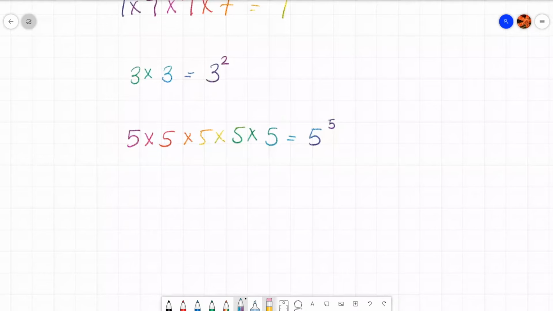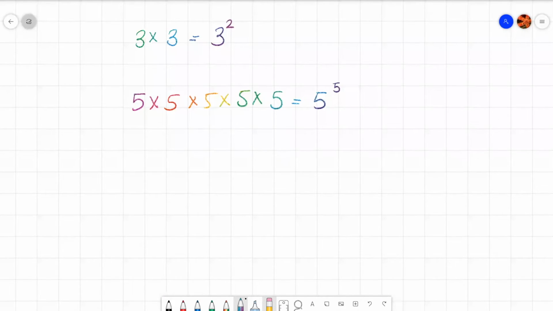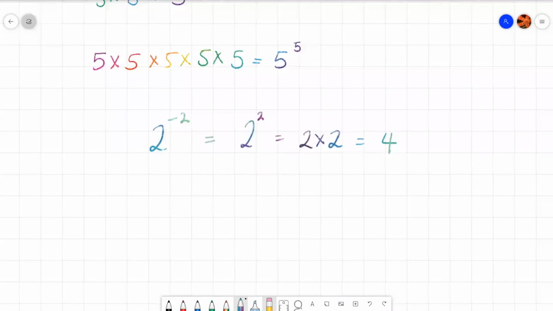Let's just touch upon negative powers while we're here. 2 to the power of -2. Well, I would ignore the minus first and I would just do 2 squared. We know it's 2 times 2, which is 4. The negative just means it turns into a fraction, so your answer would be a quarter. Let's have a look at another one like that.